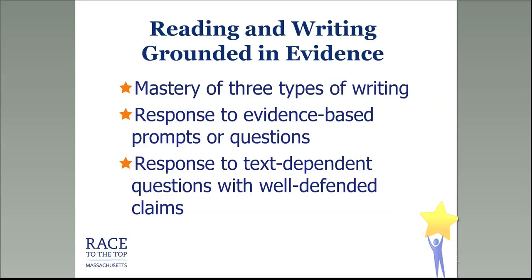Just now, we're talking about arguments, which is one type of writing. We're talking about informative or explanatory writing, and then we're also talking about narrative. So those are the three types that the Common Core pays explicit attention to, and that's where we are being asked to put our attention as history and social science educators.